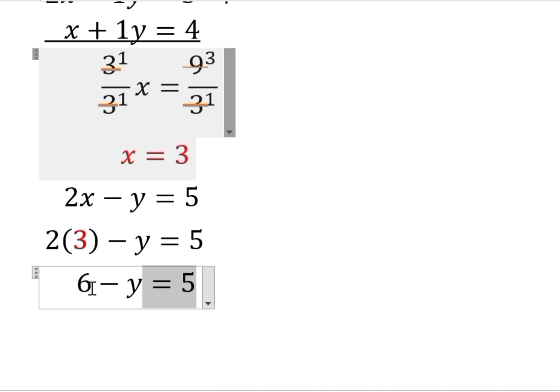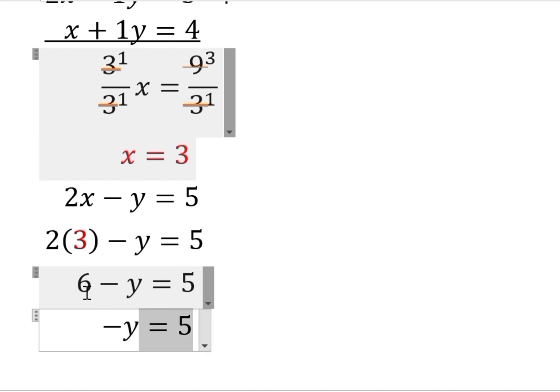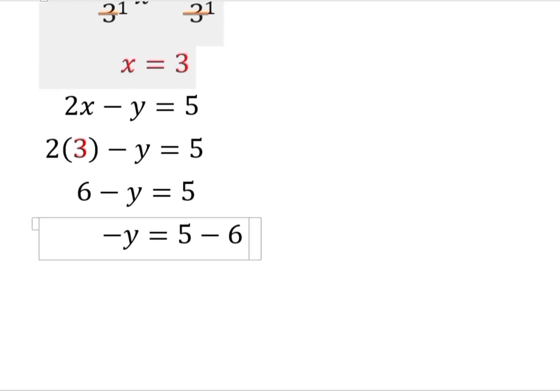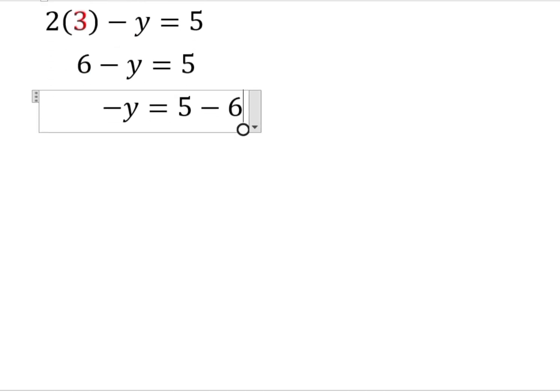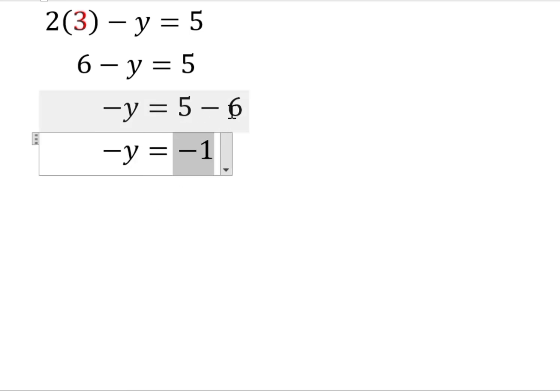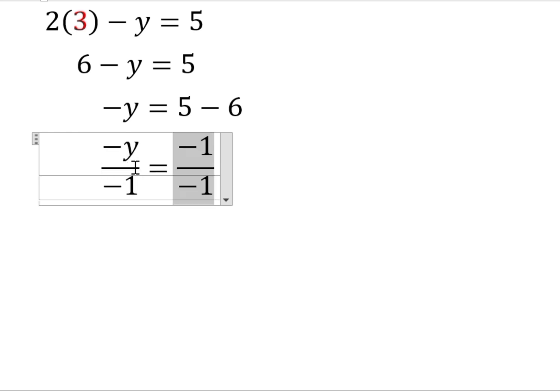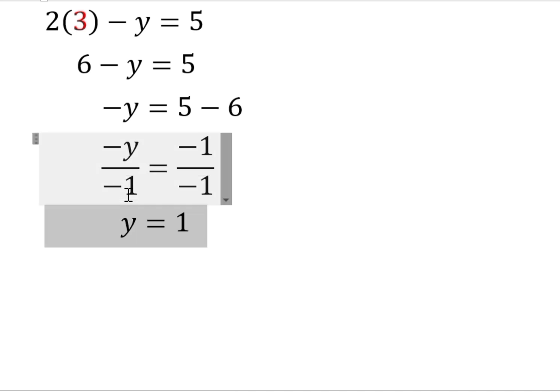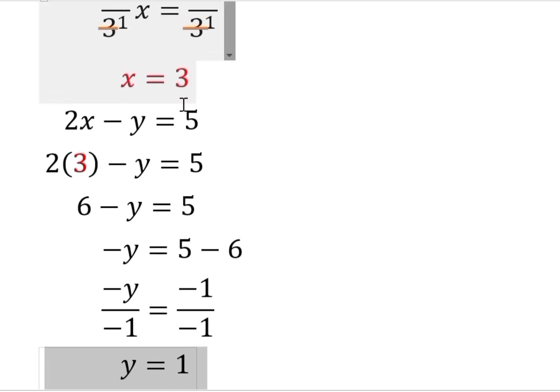Take this 6 across the equal sign, so we remain with minus y on one side and 5 on the other. When this 6 crosses the equal sign, we change it to minus 6, so minus y will now be equal to 5 minus 6, which gives us negative 1. Divide both sides by negative 1, and you will realize y is equal to minus 1 divided by minus 1, which gives us 1. So that means the value of x is 3 and the value of y is 1.